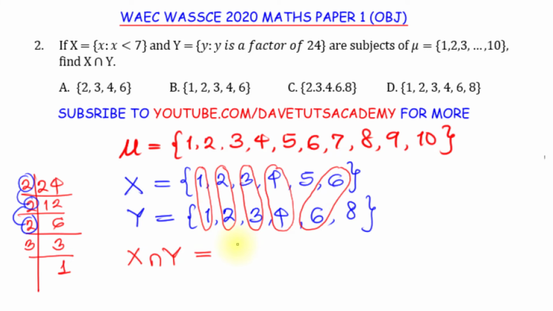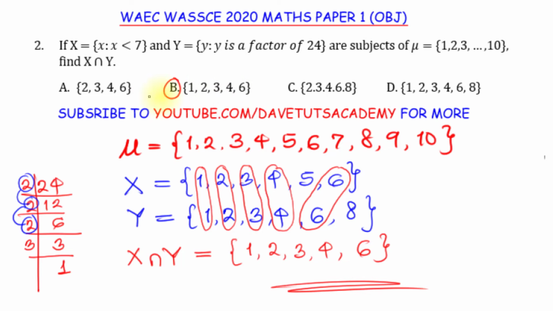So we've been able to identify the elements that are in the set X intersect Y, and they are 1, 2, 3, 4, and 6. So 1, 2, 3, 4, and 6 are the elements that satisfy the condition X intersect Y, and looking at the options that we have, option B corresponds to that. 1, 2, 3, 4, and 6. So option B is the correct solution to this question.